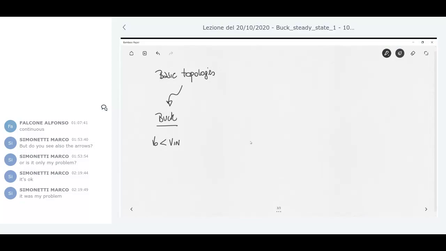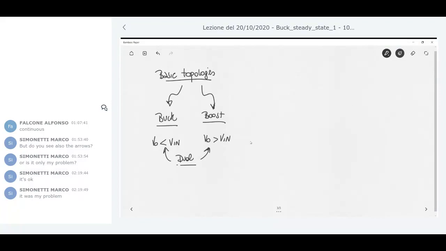The buck has this feature: VO is less than VIN. And then we have the boost regulator, which has the feature that the output voltage is always higher than the input voltage. So for this reason, the boost is also called the step up. Step down and step up. These two topologies are the dual of each other. There is a duality in this topology.